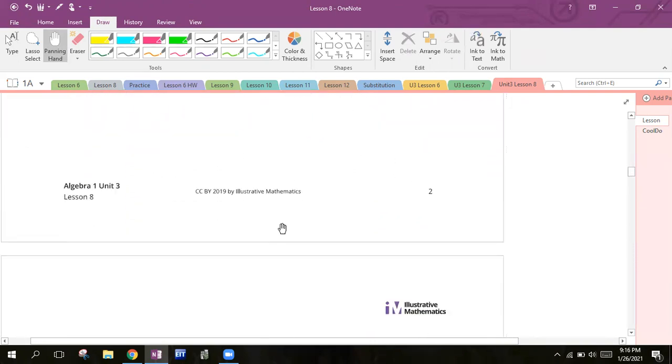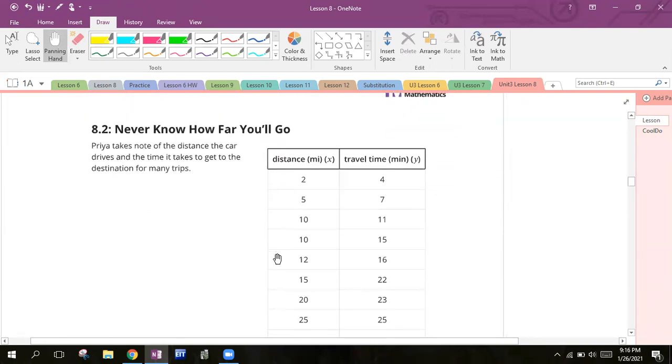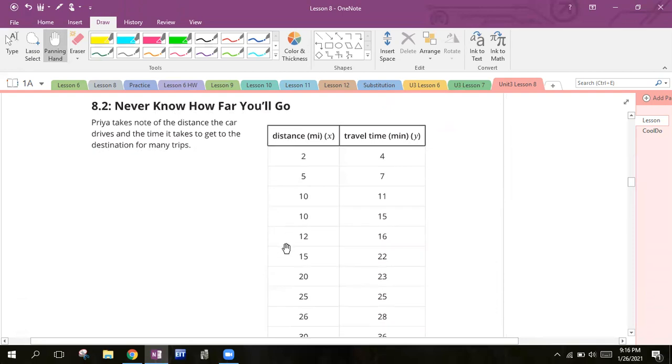All right, moving on to this next problem. You will need Desmos for it. Don't roll your eyes. I know you hate it, but it makes our lives easier. So here we go. It says Priya takes note of the distance the car drives and the time it takes to get to the destination for many trips. Okay, so our X value is our distance, and then our Y value is our time. So we've got all of this data in it.